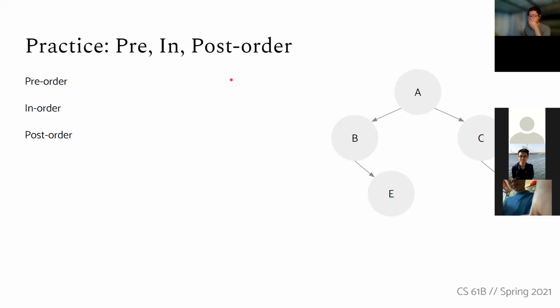Pre-order. A, B, E, C, G. Yes, that is correct. Nice. What about in-order? B, E, A, C, G. Yes, beautiful. And what about for post? E, B, G, C, A. Yes, that is correct.